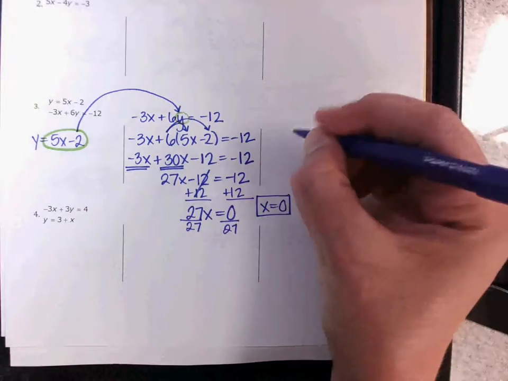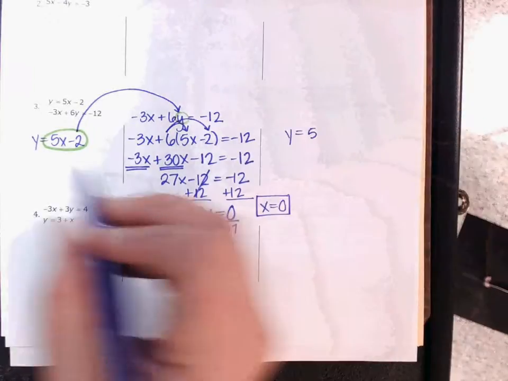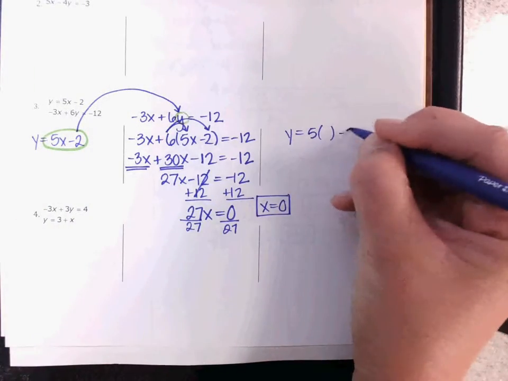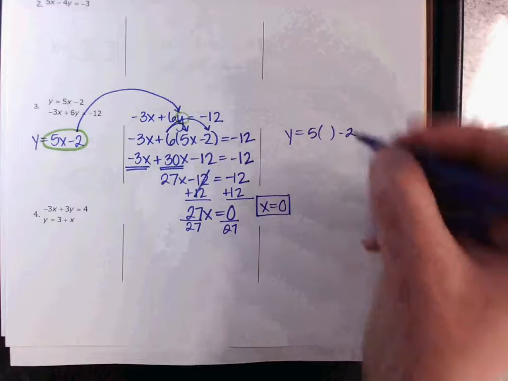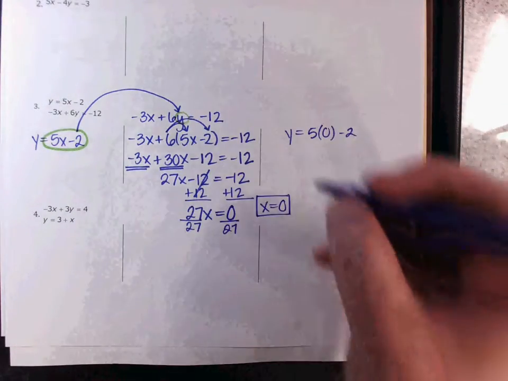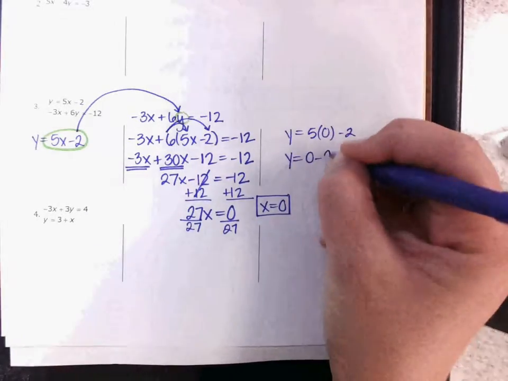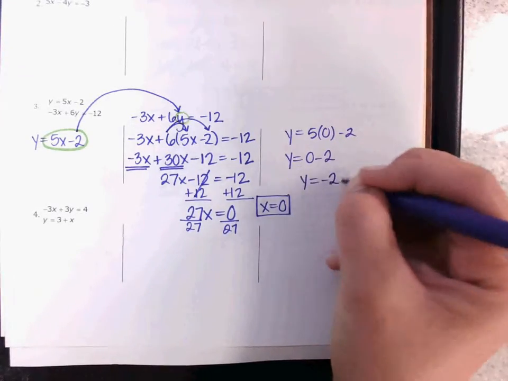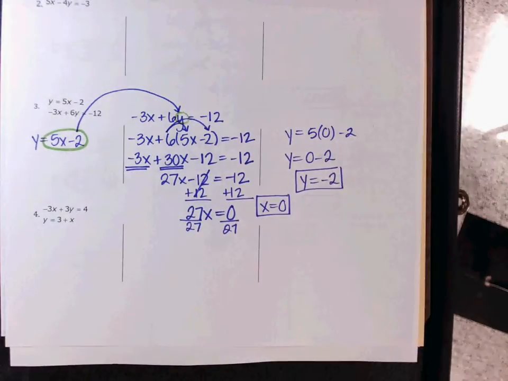Okay, from there, y equals 5 times x minus 2. But now I know that my x needs to have a 0 plugged in. What's 5 times 0? 0 minus 2 is negative 2. Okay?